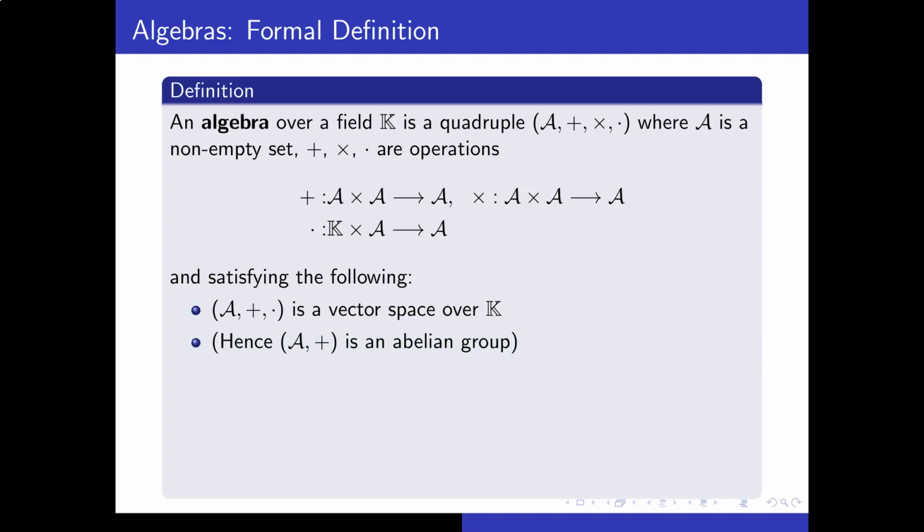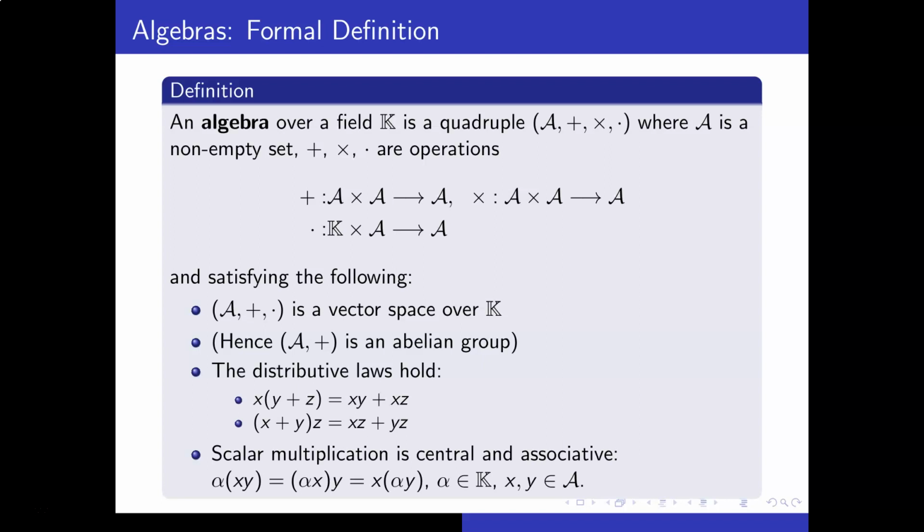All right. On top of that, we require that the distributive laws hold. Okay, so for the multiplication, if I have three vectors, I can distribute on the left and I can distribute on the right. And we also require that scalar multiplication be so-called central and associative. So scalars will commute with vectors. All right, and I can pair them up any way I see fit. Okay, now, this is our definition. So I have my three operations.